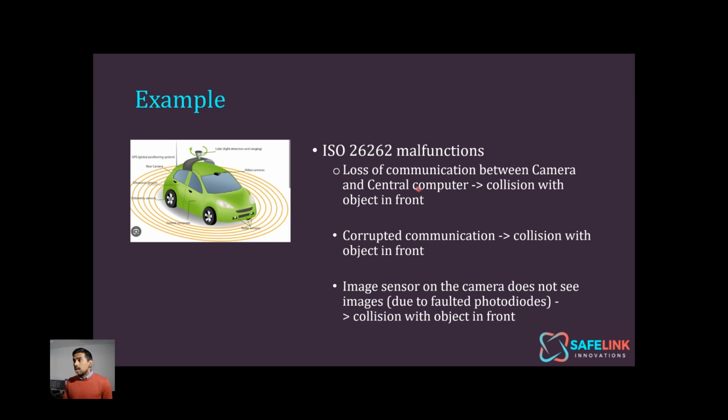This loss of communication is a malfunction. It's a malfunction because the intended behavior is communication and it's doing something that it's not supposed to do. Similarly, corrupted communication is another error. The goal of communication should be to send the right information. A malfunction is corrupting that information.